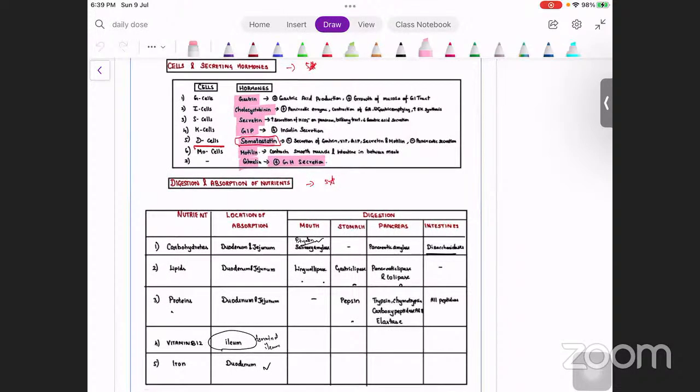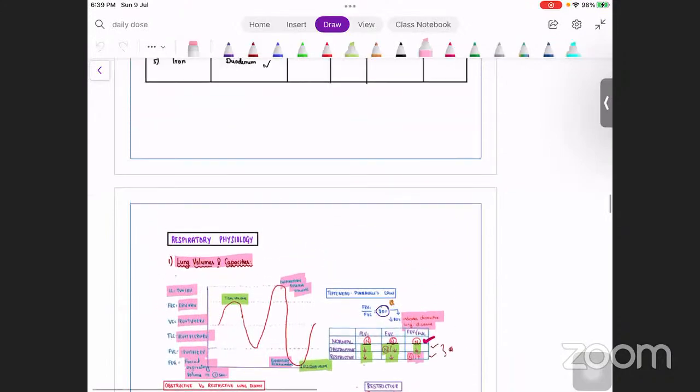Carbohydrate, location of absorption is duodenum. Lipids, duodenum and jejunum. Protein, duodenum and jejunum. Vitamin B12, terminal ileum. Iron, it is the duodenum.